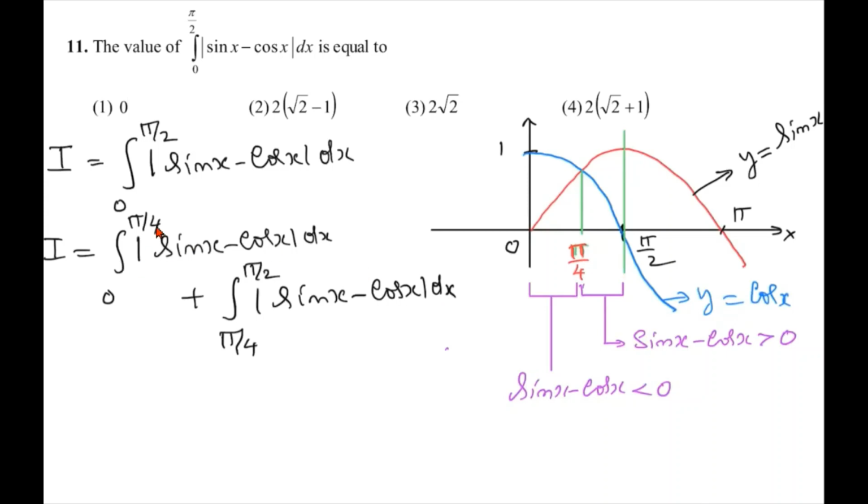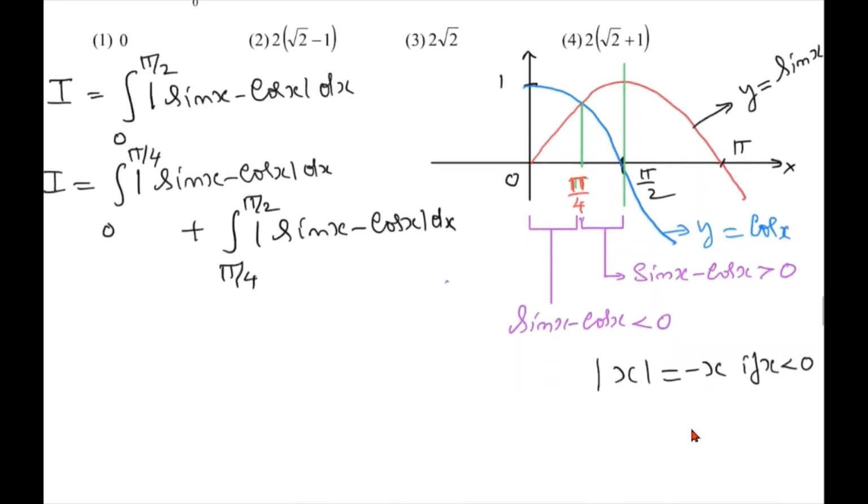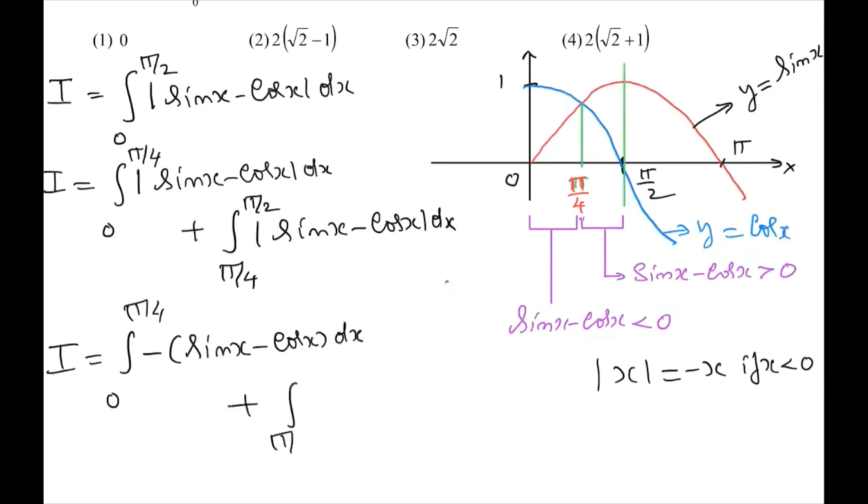Now from 0 to pi by 4, sin x minus cos x is negative. So when x is negative, mod of x is minus x if x is less than 0, because finally mod x must be positive. So now this becomes I equal to integral 0 to pi by 4 of minus of sin x minus cos x dx, plus the integral from pi by 4 to pi by 2.